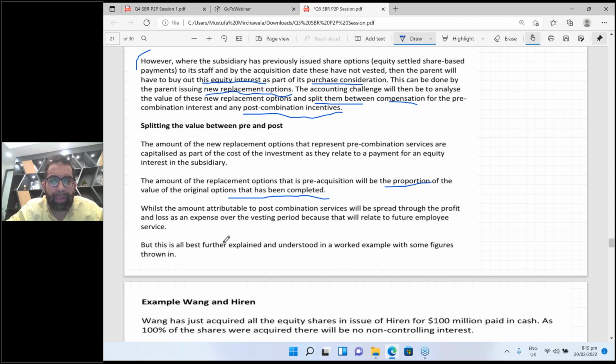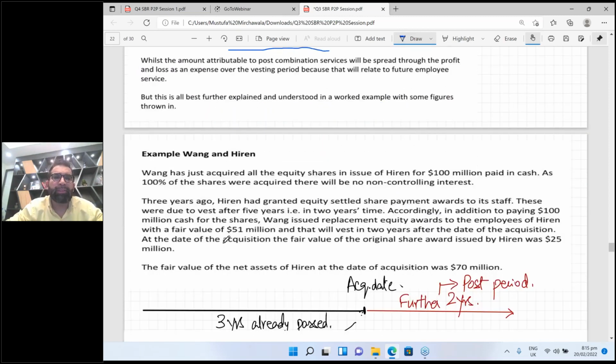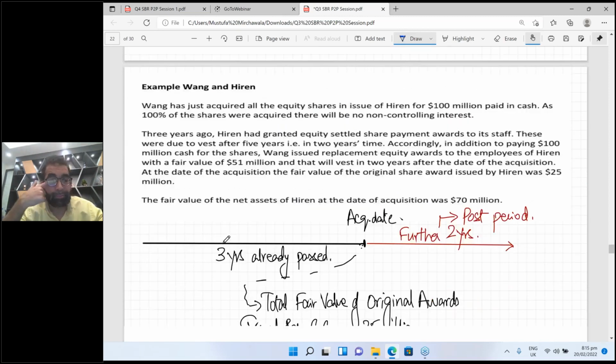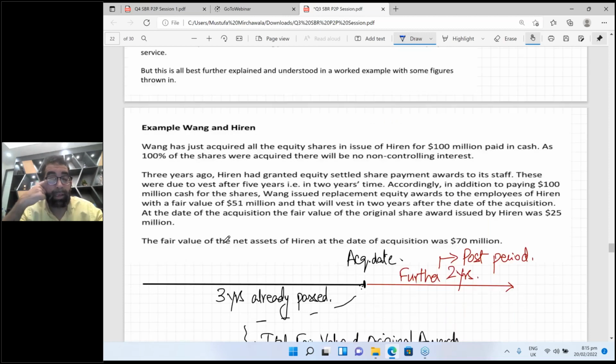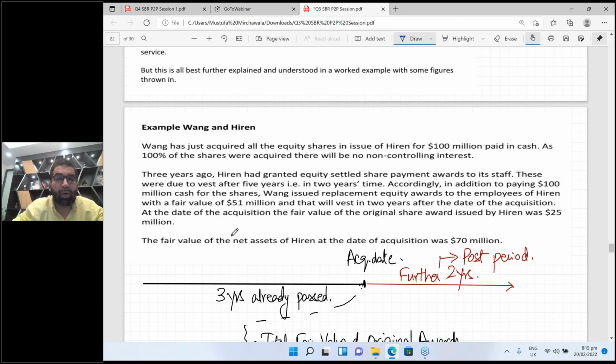Now let's do it with numbers. Wang has just acquired all the equity shares in Hiren. That means Wang is parent, H is subsidiary. Okay, for $100 million paid in cash. Cash consideration, very simple. Investment debit, cash credit. No worries. As 100% of the shares were acquired, there will be no non-controlling interest.